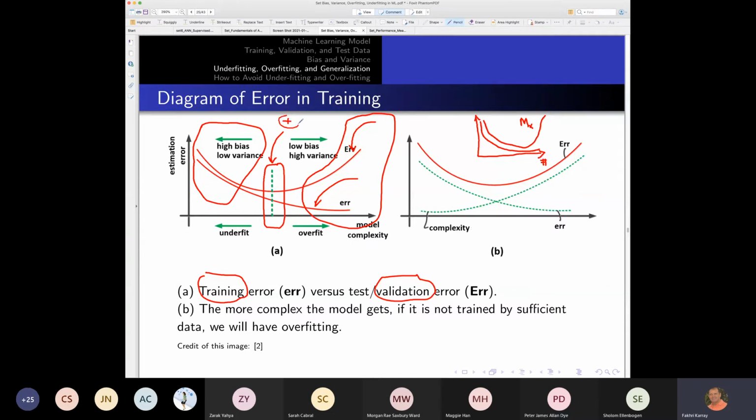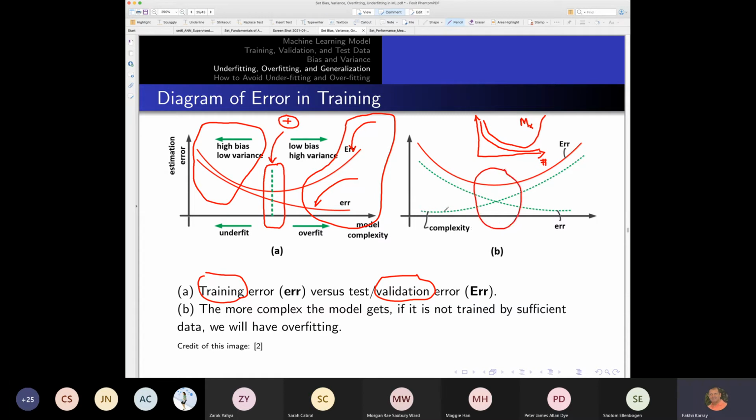So this particular area here is going to have the best generalization for the system. So we would like to be located in this particular area where the complexity and the error meet. So this is the best possible type of system.